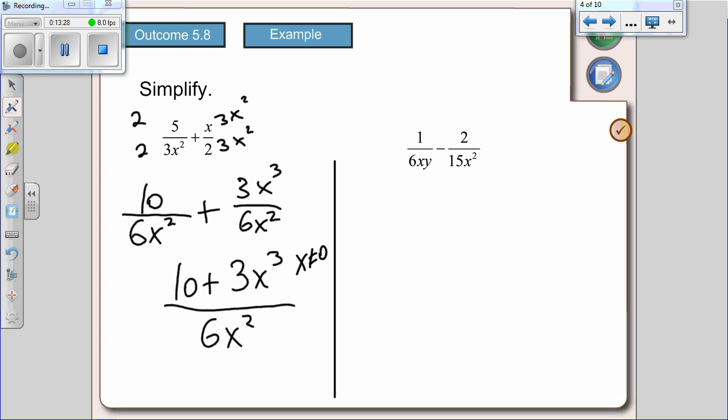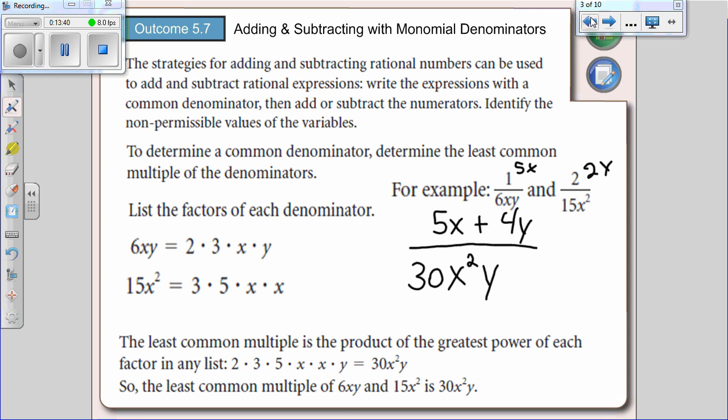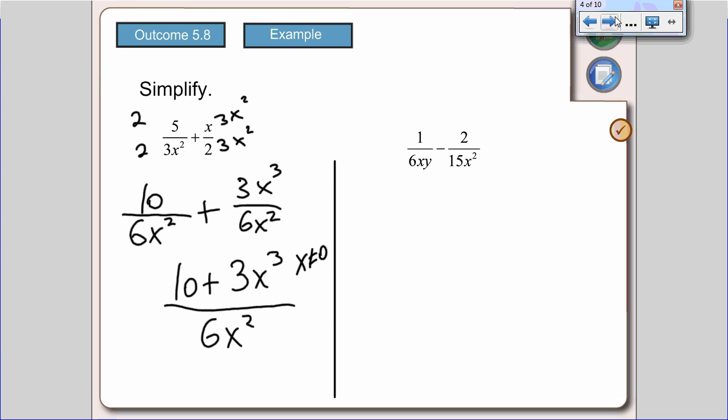This one, we already found what this looks like on the other page. So remember, that is just this. So it's 5x plus 4y. Didn't see a minus on? Yeah, it is minus. Thank you. Over 30x squared y. We did that on the last page.